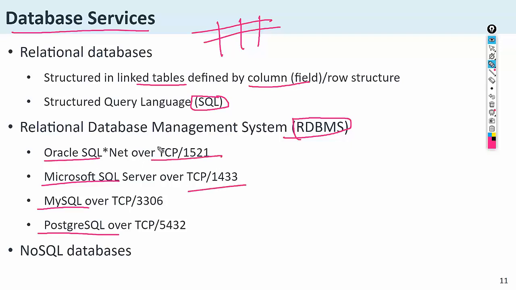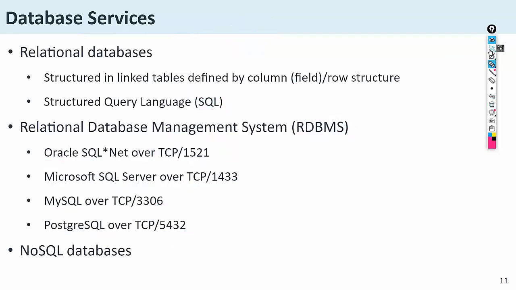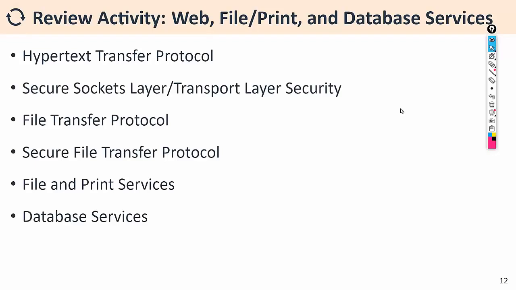Oracle SQL uses TCP port number 1521, Microsoft SQL uses TCP port number 1433, and MySQL uses 3306. PostgreSQL uses 5432. Okay, so we have discussed the web, file, print and database services: HTTPS, SSL, TLS, file transfer protocol, secure file transfer protocol, file and print service, and at the last we have discussed the database services.